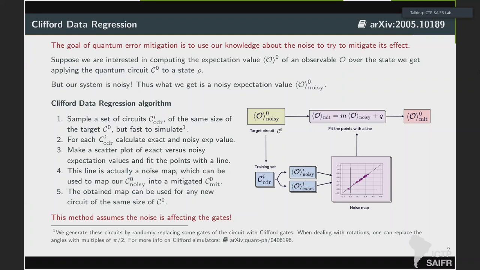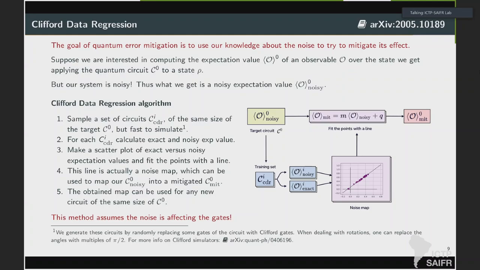We say, okay, now I can generate a set of circuits, like, let's say, M circuits, 100 circuits, which has the same number of gates and the same architecture of my target. But they are slightly different to my target. So we replace some of the gates randomly with some gates we call Clifford gates, which are unitary operators, which are part of the Clifford group, if you are interested.